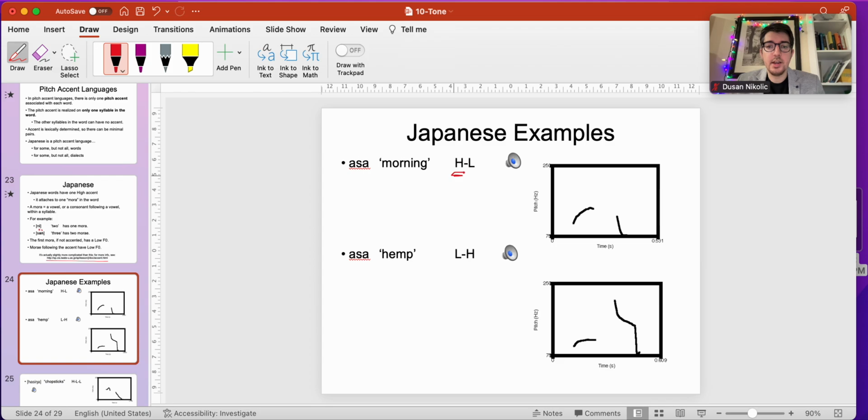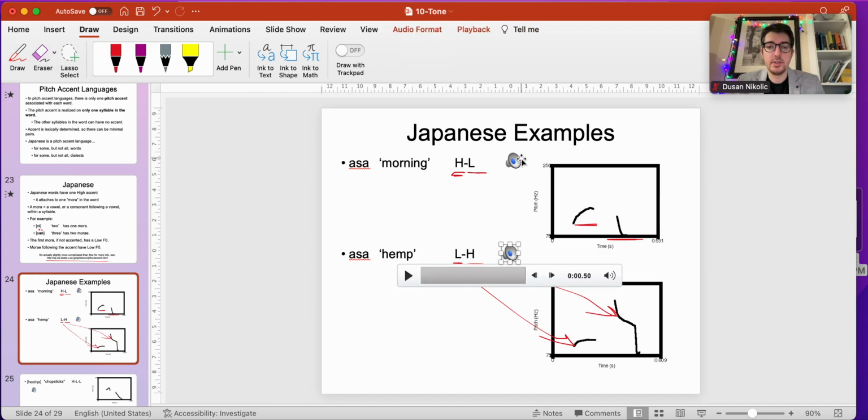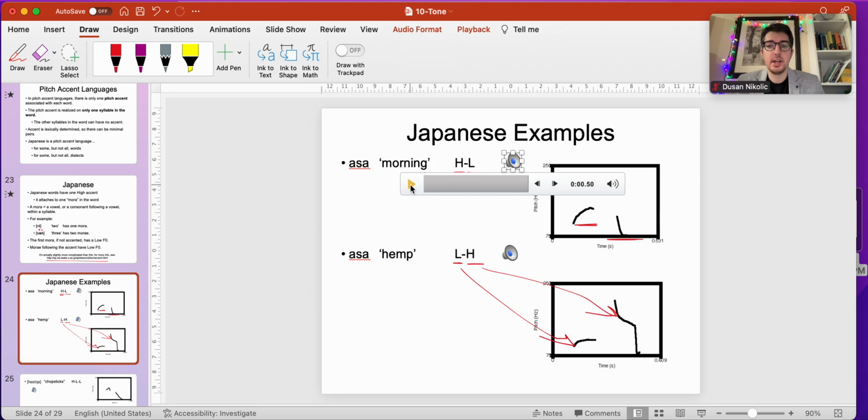So this high, this low, right? Or this low, this high, right? And you can clearly hear the difference between the two. Asa. Right?